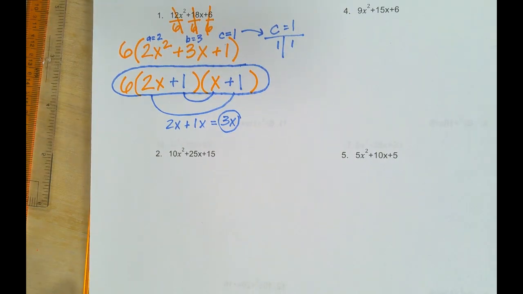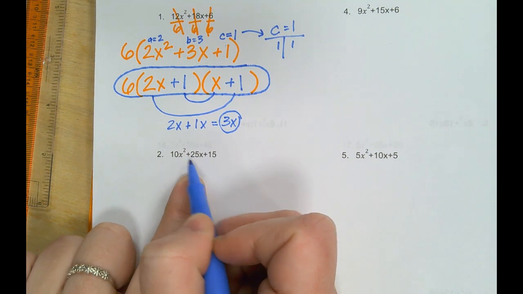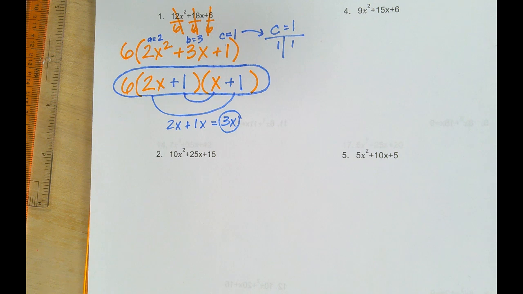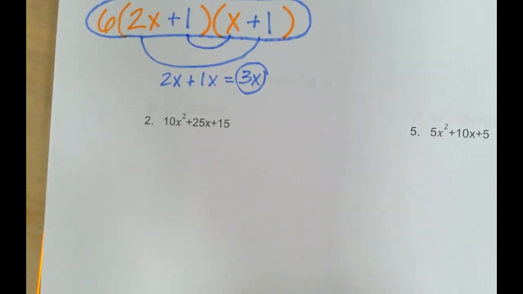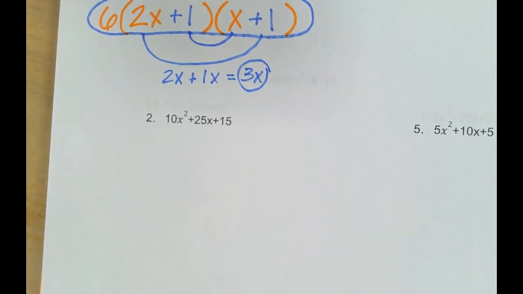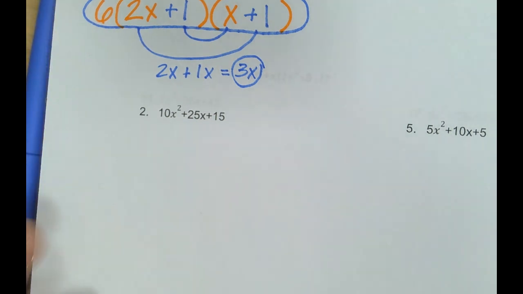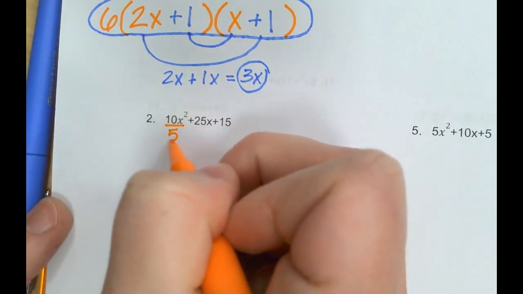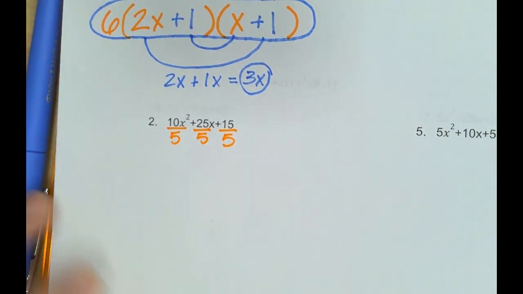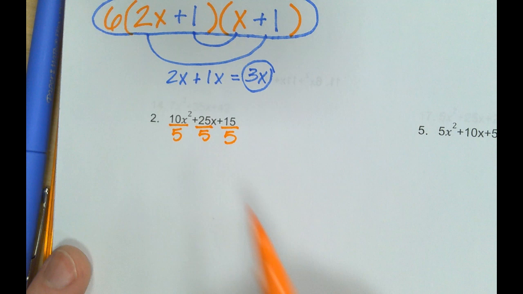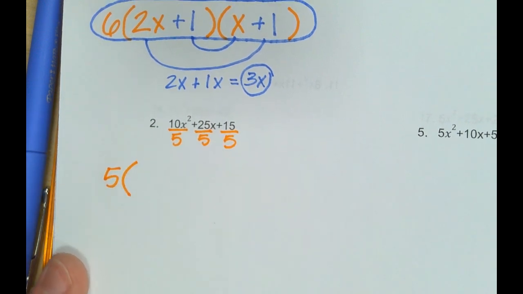Okay. Let's look at number 2. I have 10x squared plus 25x plus 15. First thing I want to do is check for a greatest common factor. Is there? Somebody said 5? Okay, let's try dividing everything by 5. So what am I going to do with this 5? Yep, I want to put it on the outside, and then I want to divide each of my terms.